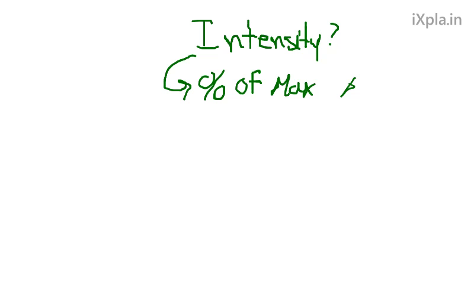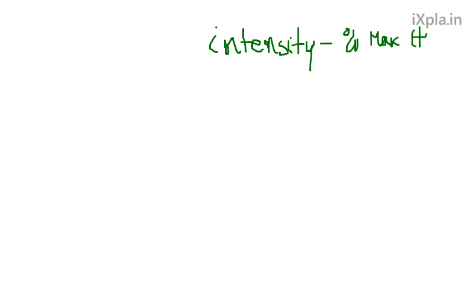So you measure intensity by the percentage of your max heart rate. And it's a certain range usually. This gives you a certain percentage and tells you to stay between this range of your max heart rate. Now, how do you calculate your max heart rate?